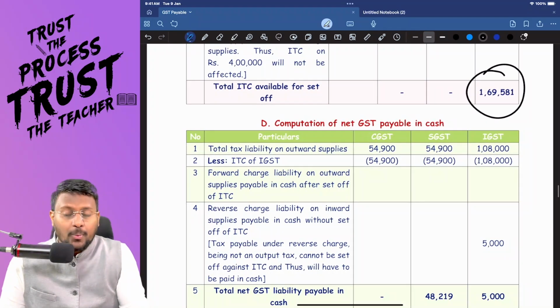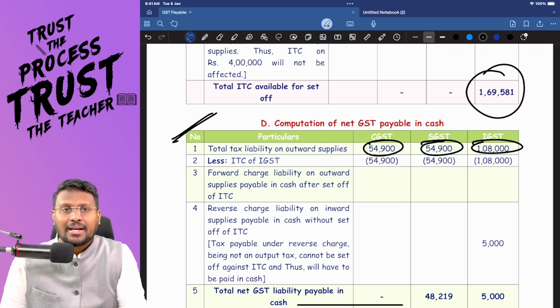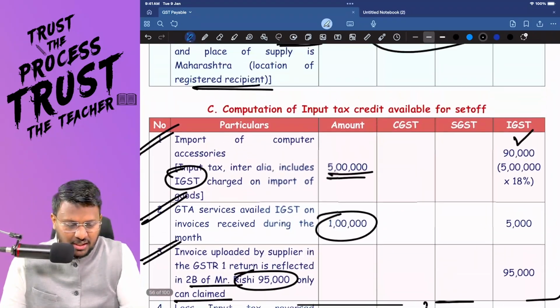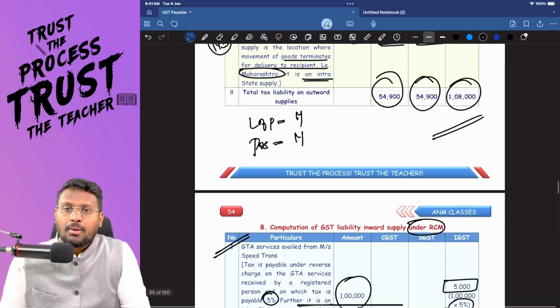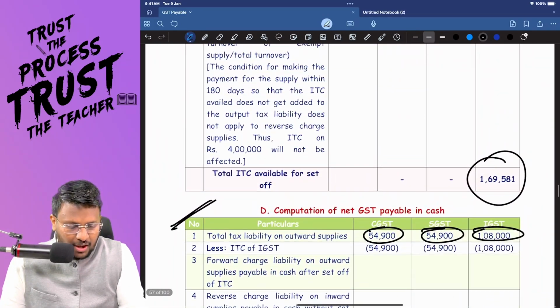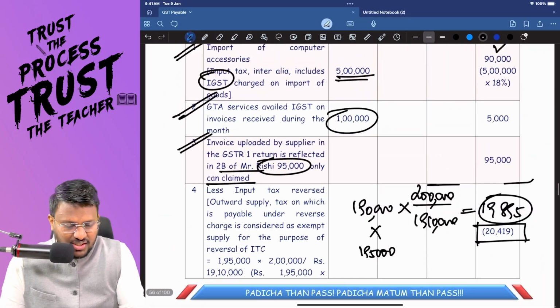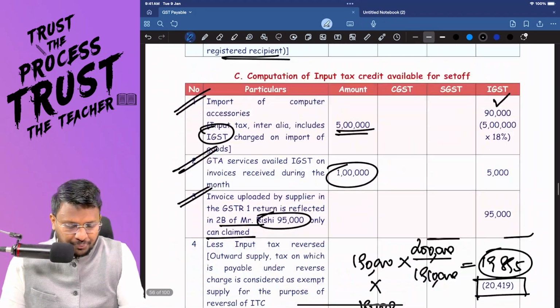Shall we calculate the net GST payable in cash? Total GST liability on outward supply, we already calculated: 54,900, 54,900 and 1,08,000. That is CGST, SGST and IGST. This we have already calculated. There is no problem or confusion in this. Less ITC of IGST, we have to first knock off the IGST credit. IGST credit first we have to knock off.